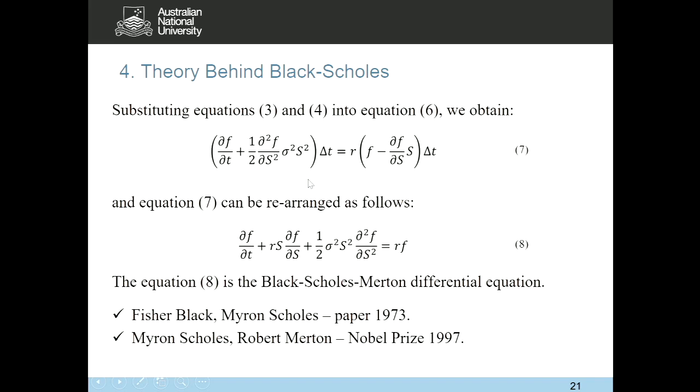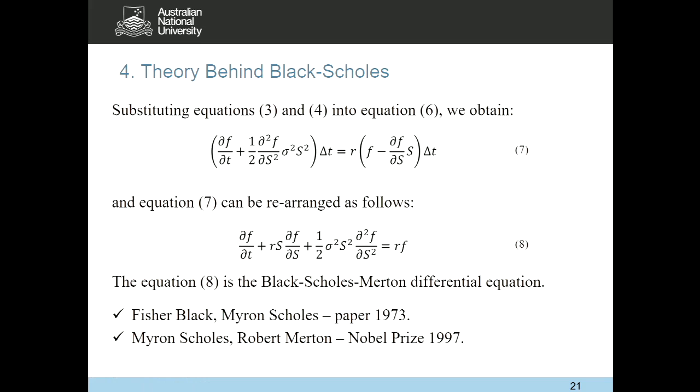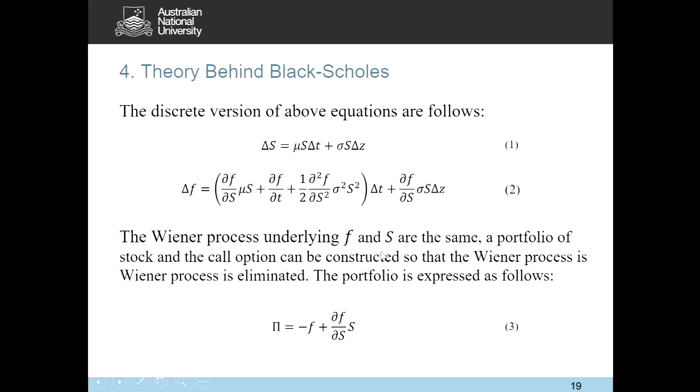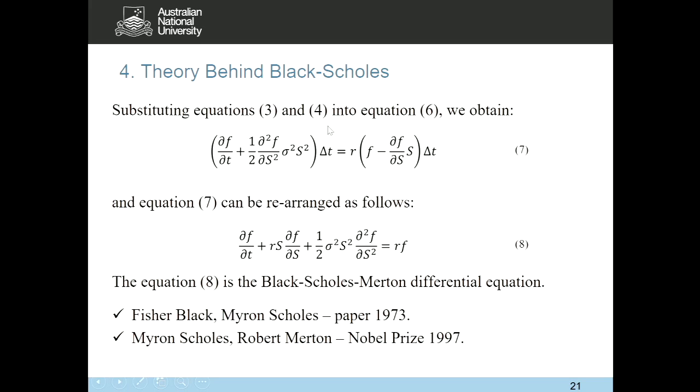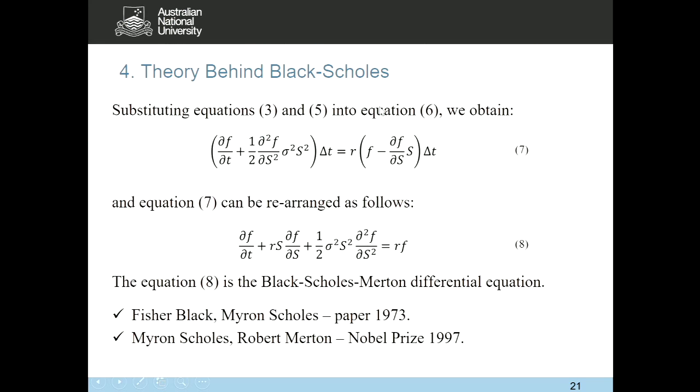The delta pi is equation number 5. And then we're going to substitute the pi, which is our equation number 3. Sorry, there's a typo. So this is equation number 5, into our equation number 6. What we'll get is this equation here, equation number 7.